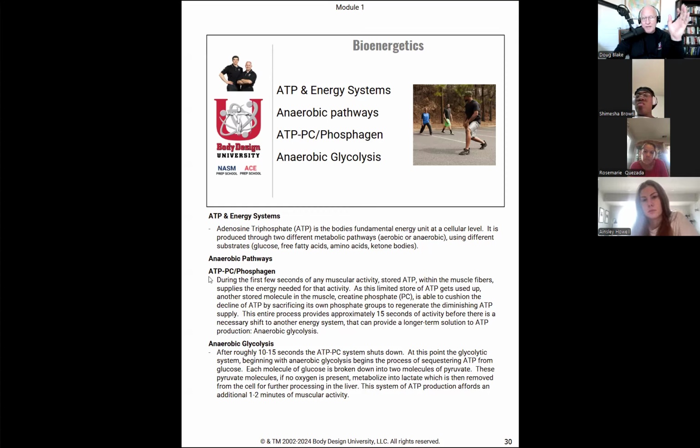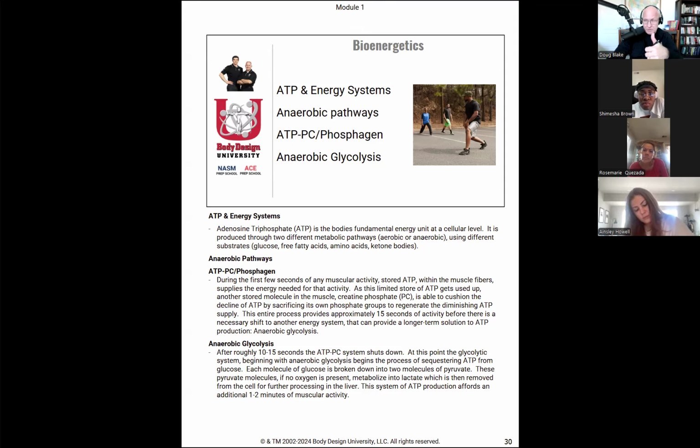The first one is what we call the ATP-PC system of ATP production. You got it? ATP, and this is called phosphocreatine or the phosphagen system. I know you're saying to yourself, why all these words? They all basically mean essentially the same thing. But the ATP-PC or phosphagen system of ATP production is the fastest way that the body gets ATP into or within the functioning muscle cells.